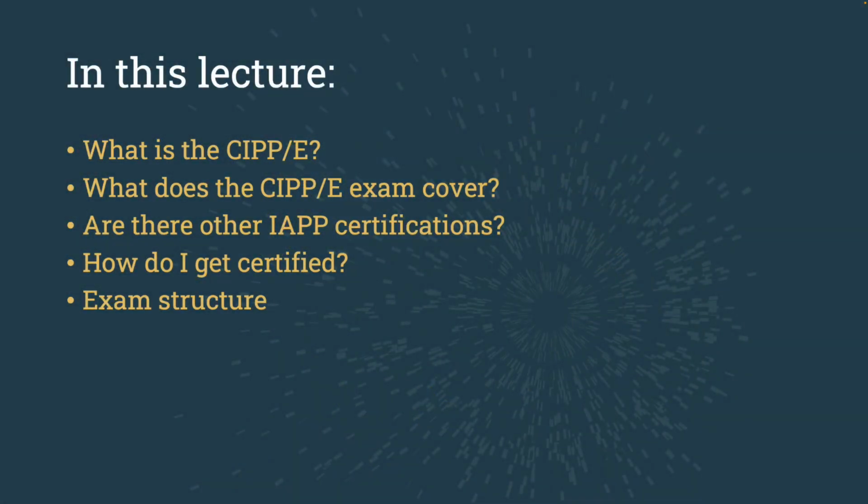In this lecture, we are going to answer the question, what is the CIPPE certificate? So we will start with that. We will then look at what the CIPPE exam covers. We will look at other IAPP certifications. And then we are going to look at the process of getting certified. So from preparing to registering, passing the exam, and then maintaining your certification throughout the years. And we will conclude with a brief note on the exam's structure.